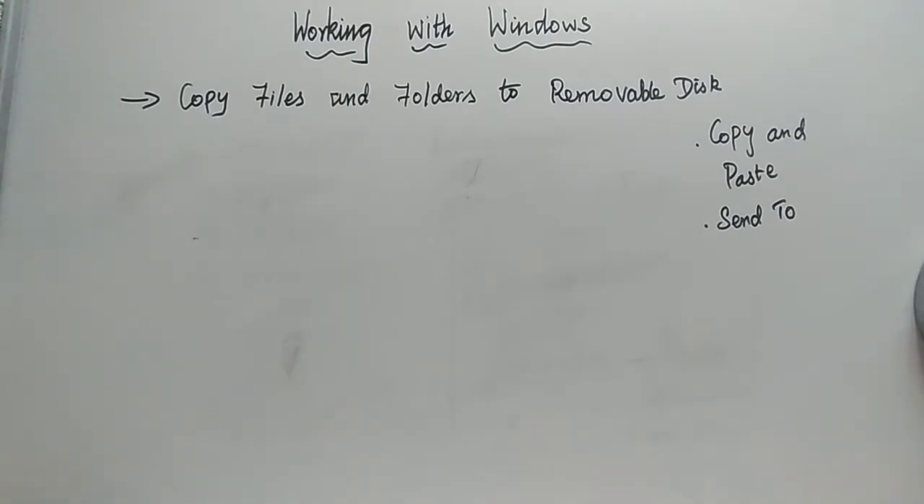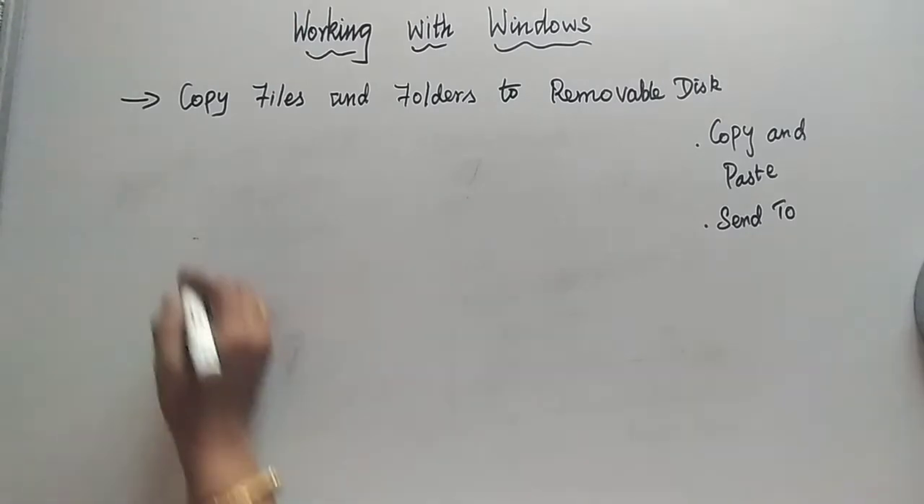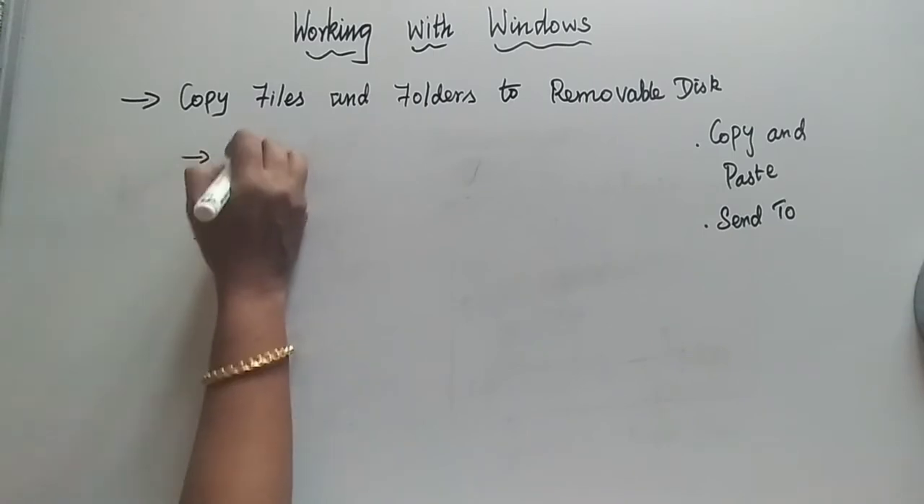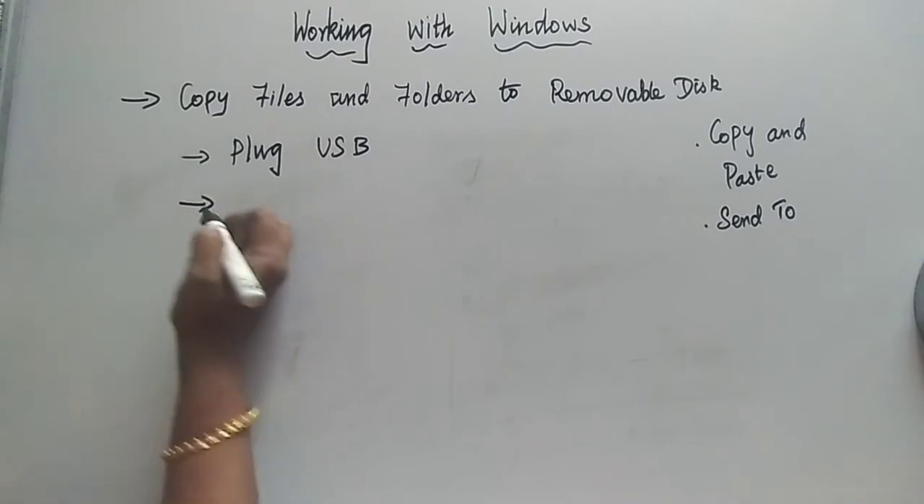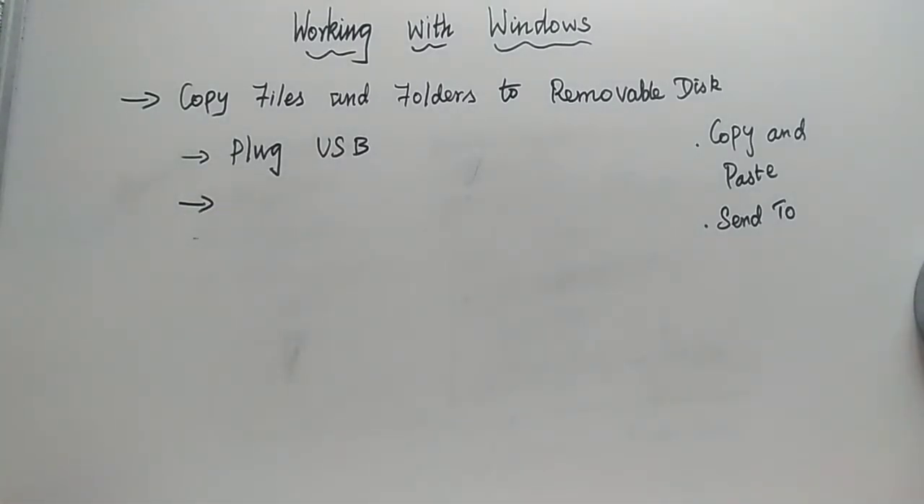When you insert it, the computer will automatically recognize your USB, that is your pen drive, and it will automatically display a dialog box for you. If that dialog box is not displayed for you, then you have to do some steps. First, you are plugging in your USB. Next, it must be detected automatically, which means it will show a dialog box for you.